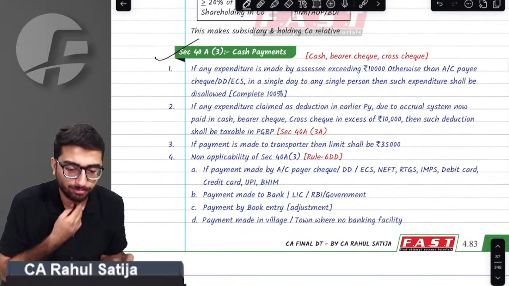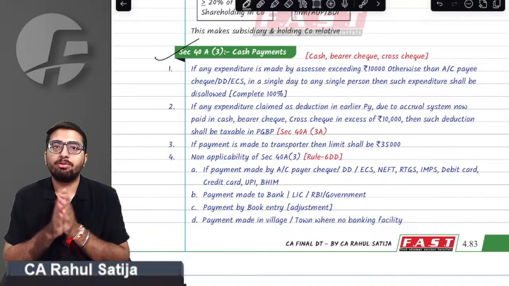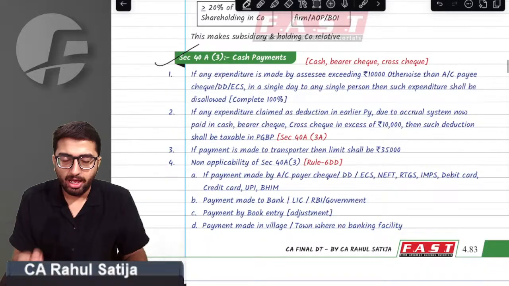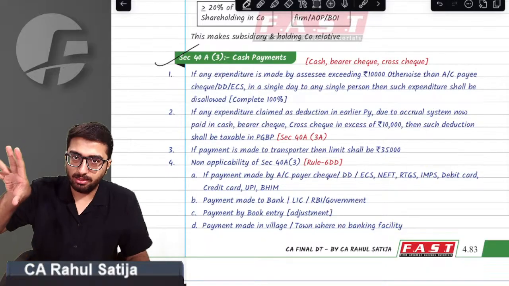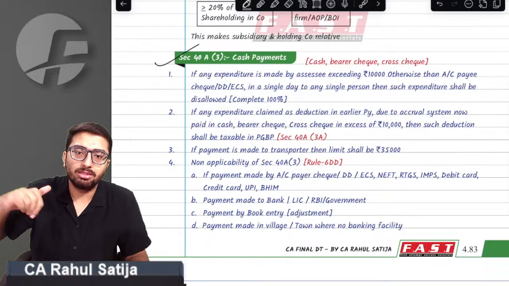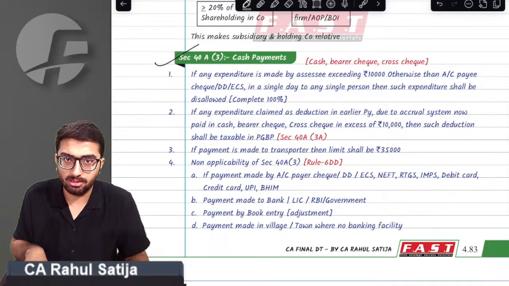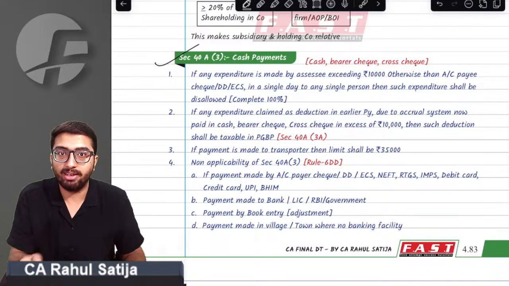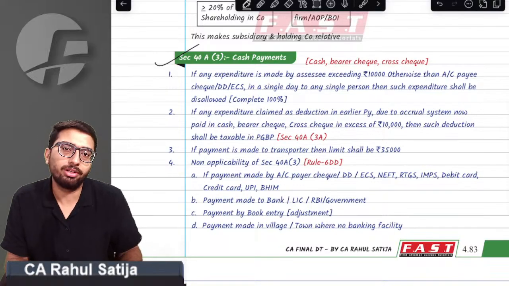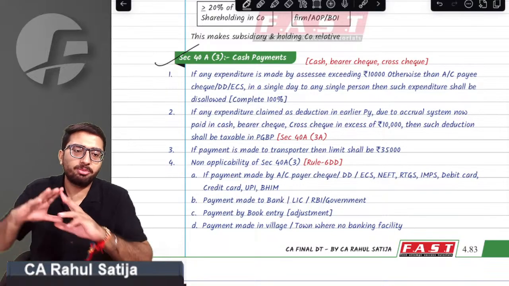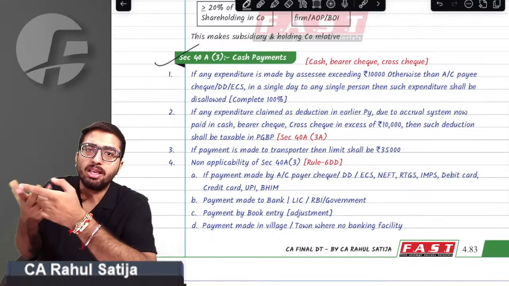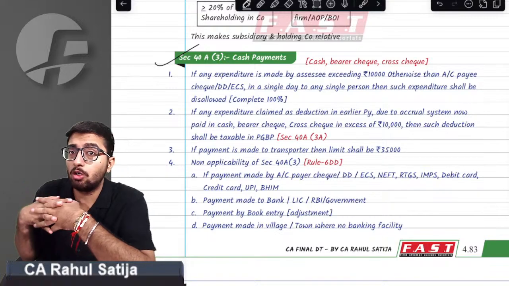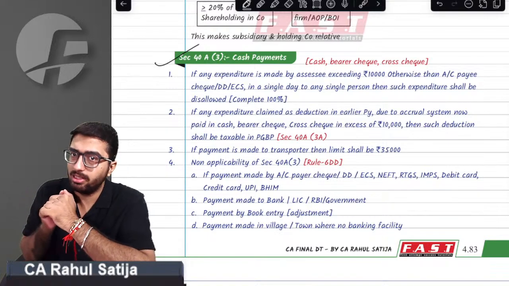Sir, cash payment. What does this section imply? If any expenditure is done by the assessee to a single person in a single day, then such expenditure, if it exceeds 10,000 rupees, should be done via account payee cheque, account payee demand draft, or electronic clearing system. If expenditure is greater than 10,000 rupees and you have to pay it to a single person in a single transaction, you have to pay it via account payee cheque, account payee demand draft, or electronic clearing system.